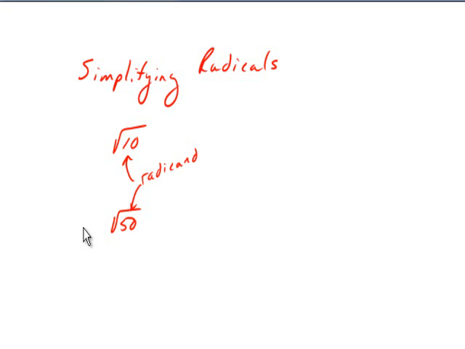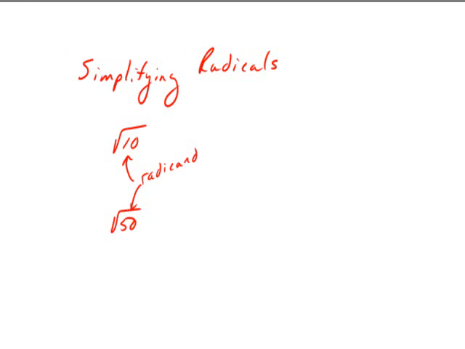To simplify a radical, we want to write the radical in such a form that the radicand has no factors other than 1 that are perfect squares. The radicand is the number inside of the radical sign, so in the first example the radicand is 10. In the second example the radicand is 50. In the first example 10 has no factors other than 1 that are perfect squares, so it's already simplified.